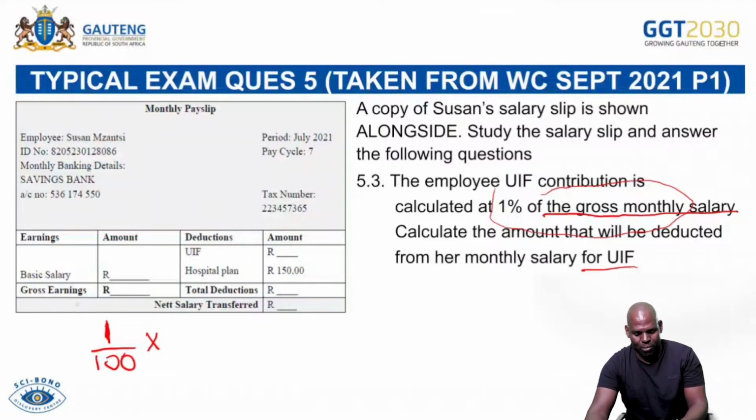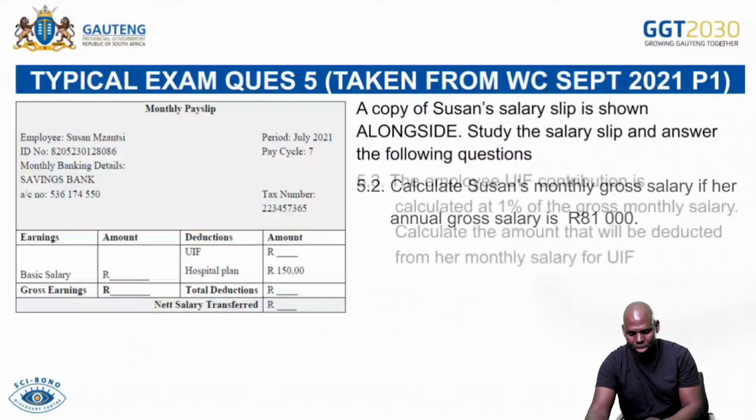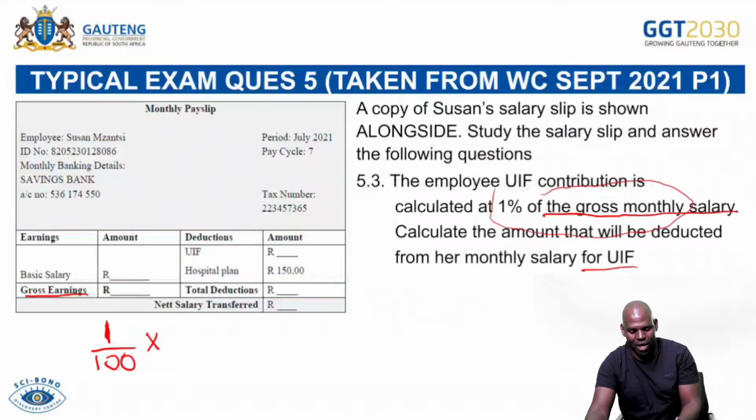Okay, we multiply by, do we have the gross salary in this case? No, it's not indicated. So if we look at the information, is the basic salary, we've got UIF, it's 1%, and then it's 1% of the gross earnings. The gross earnings is not indicated. Okay, the gross salary, remember, it was 81,000 from the previous question, 5.2. So we say 1% is 1 over 100 multiplied by 81,000.